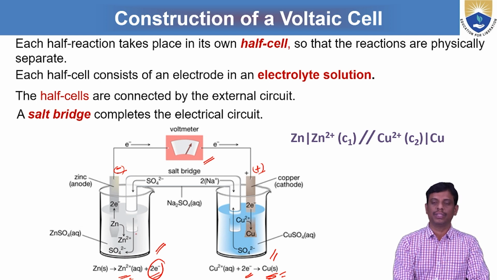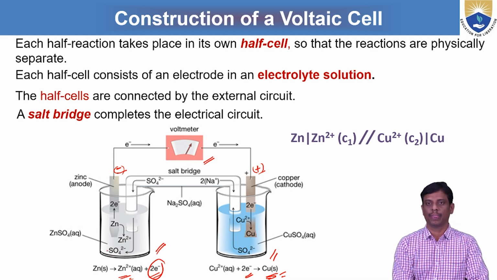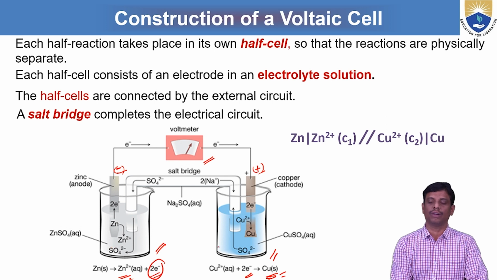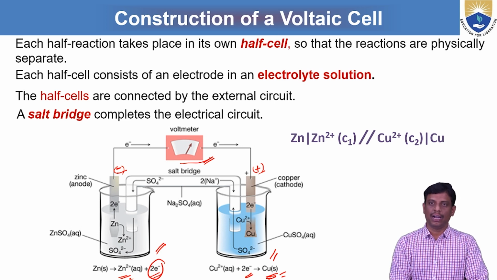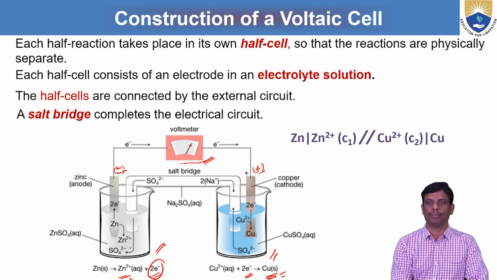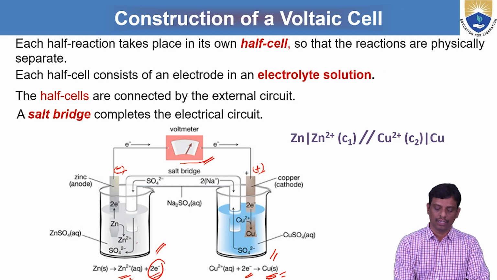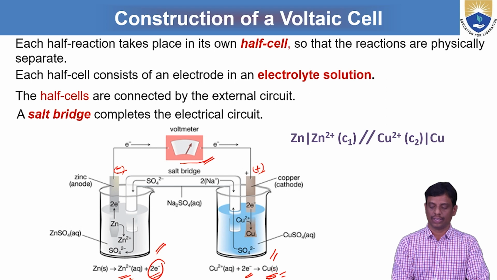The potential difference between the anodic half cell and the cathodic half cell, we measure using this voltmeter. The salt bridge neutralizes the excess of zinc 2 plus ions, copper 2 plus ions and sulfate ions in the electrolytic solution in the half cells. So the salt bridge is required to complete the electrochemical reaction.